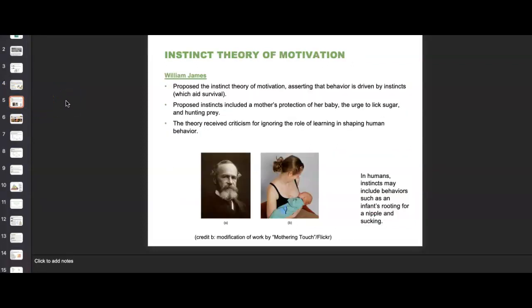Now, there are three distinctive theories of motivation, and this is going to come in handy for question 1. The first theory of motivation was proposed by William James. He proposed the instinct theory of motivation, asserting that behavior is driven by instincts, which aid survival. He proposed that instincts included a mother's protection of her baby, the urge to lick sugar, and hunting prey. The theory, however, received criticism for ignoring the role of learning in shaping human behavior.